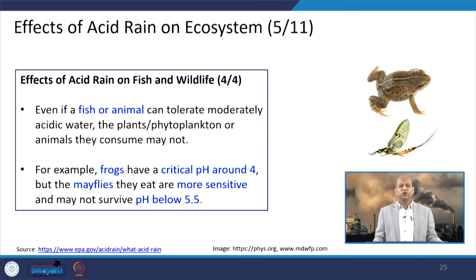For example, frogs have a critical pH around 4, but the mayflies they eat are more sensitive and may not survive at a pH below 5.5. So, if those flies are not available, then frogs may also die even if the pH is not down to 4. So, at 5, if food is not available, then frogs will also die.